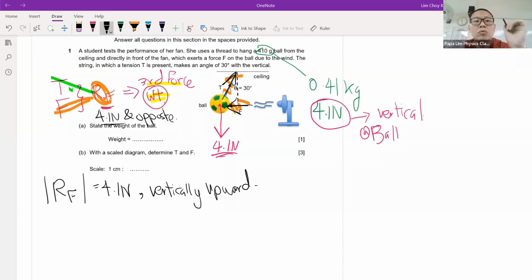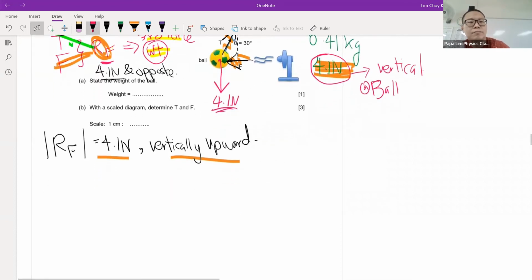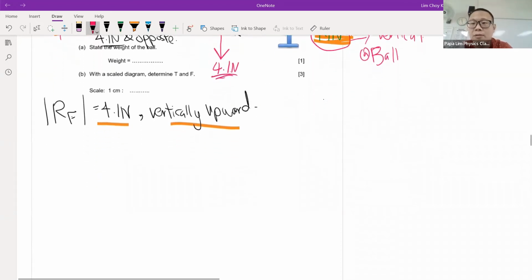Okay, so this is the clue that I have from the question. That's what the clue is trying to tell me. When they give me the clue, the question is saying that the weight is going to be balanced by the two forces T and F. So the resultant force of T and F adds up, the magnitude will be 4.1, and the direction will be vertically upwards. You can use an appropriate scale depending on the size of the paper.